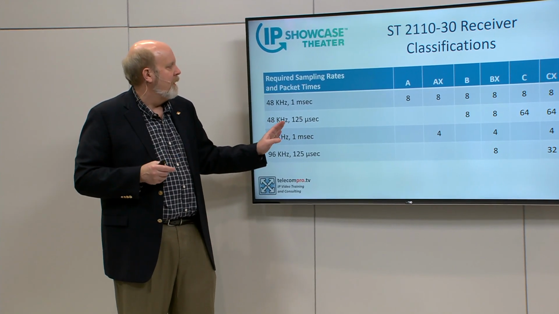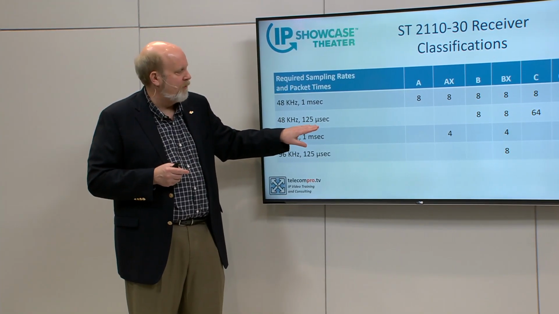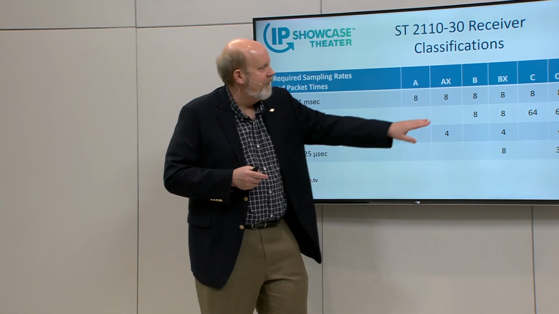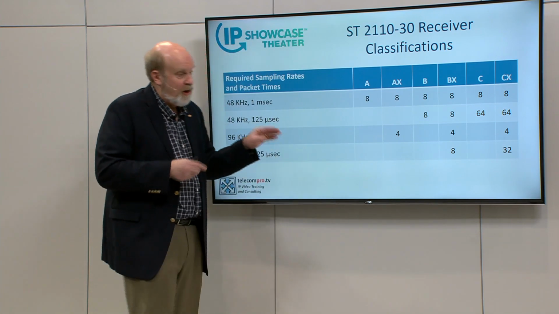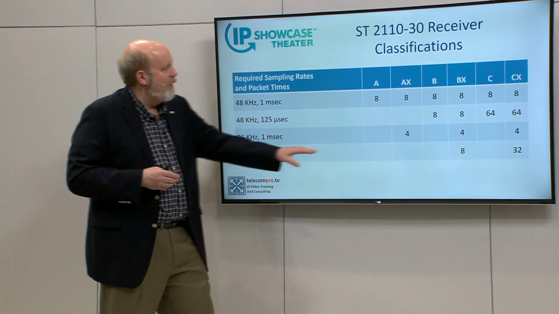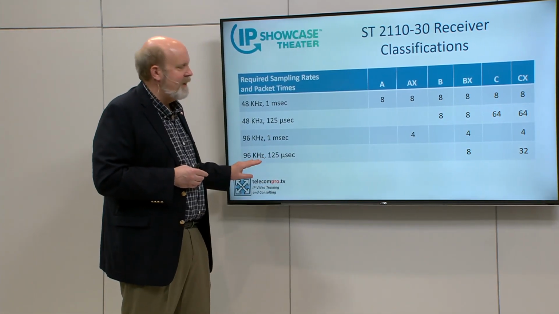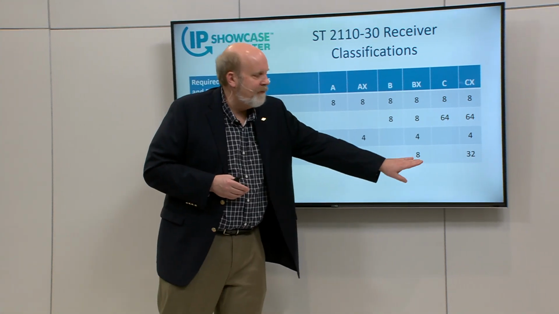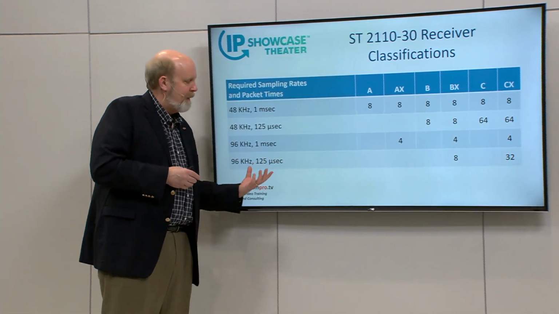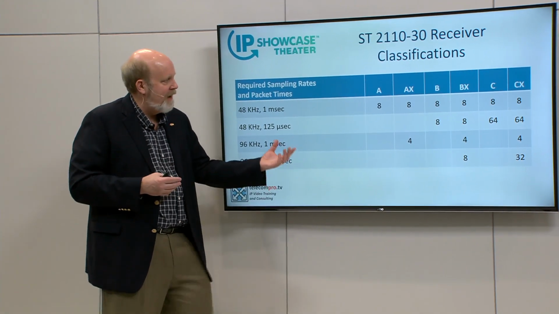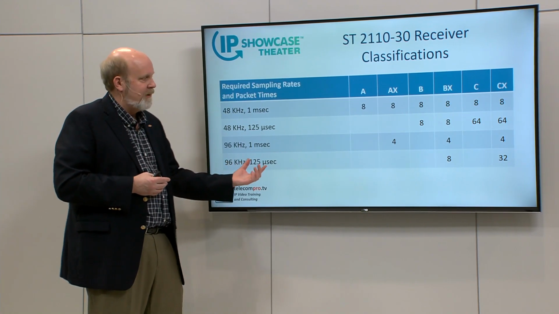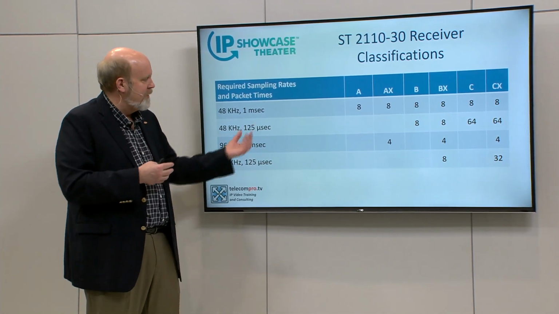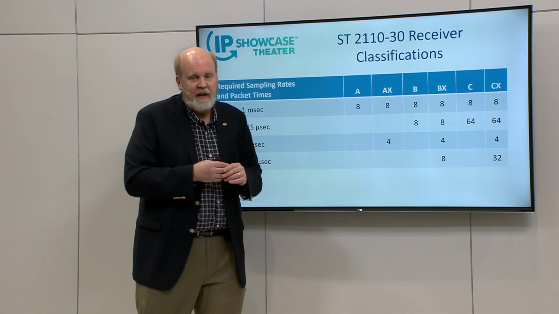Type B receiver, now we're using a shorter packet time, so we can have 8 channels of audio required, but more would fit. Notice down here that the BX receiver with the 96 kilohertz, I can have a full 8 channels because my packet time is shorter, I have fewer samples. Instead of having 96 samples, I'm going to have 12 samples in there, 1/8 of my original number.